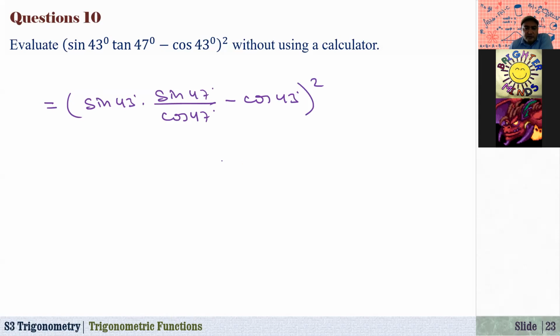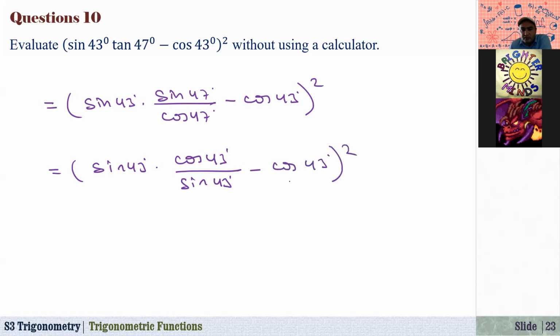Now I try to express everything in terms of one angle if possible. Now from here, sine 43 times, what is sine of 47? It is cosine of 43. And how about cosine of 47? It is sine of 43 because 47 and 43 are complementary angles. Minus cosine of 43 degrees squared. So now these two are gone, right? And cosine 43 minus cosine 43 is equal to 0. So the answer is 0.